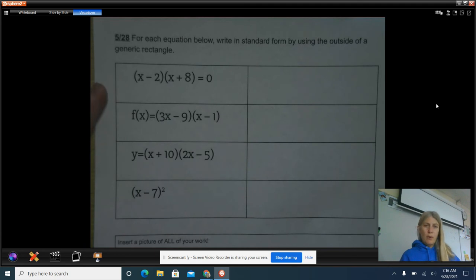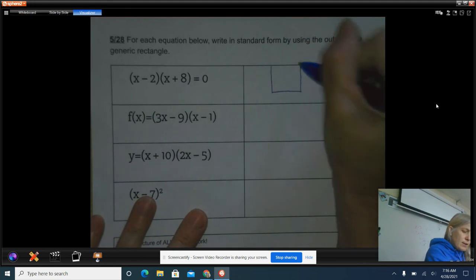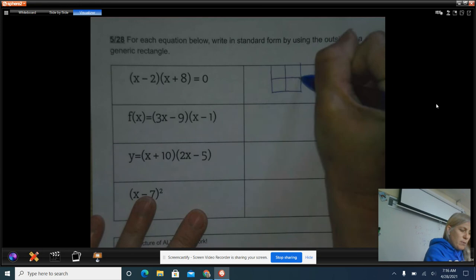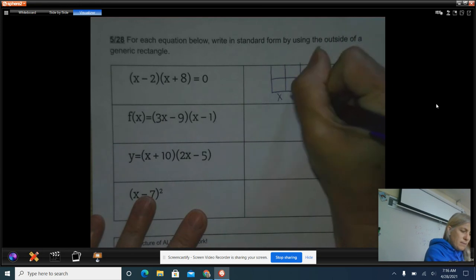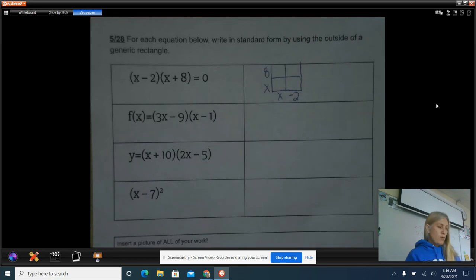we're going to go ahead and put it back into standard equation, which is y is equal to ax squared plus bx plus c. Okay, so the way we're going to do this is by using the outside of a generic rectangle. We also could use the double distributive property as well. So I'm going to do the first one using those outsides of our generic rectangle. So we put our first term underneath and our second term up the side. And then we're going to multiply, multiply, multiply, multiply.